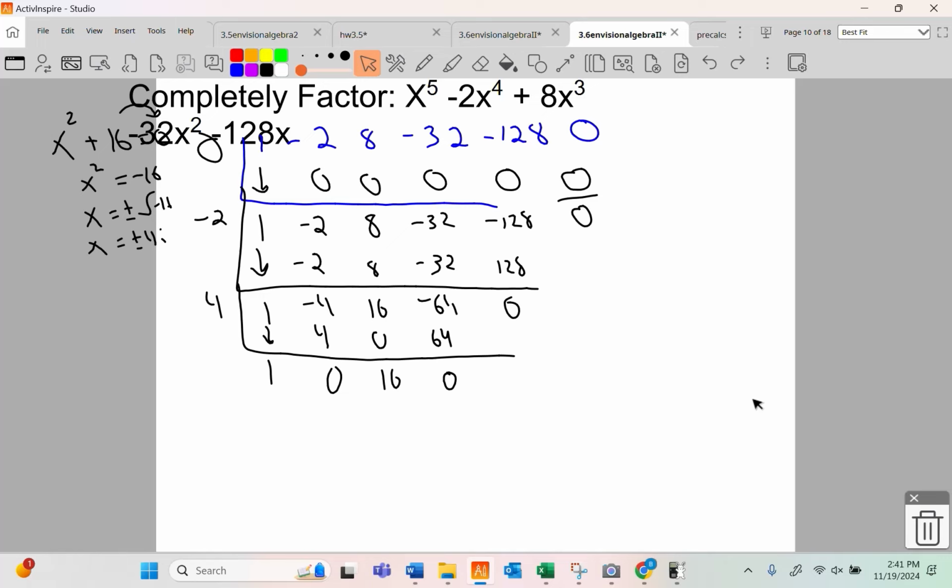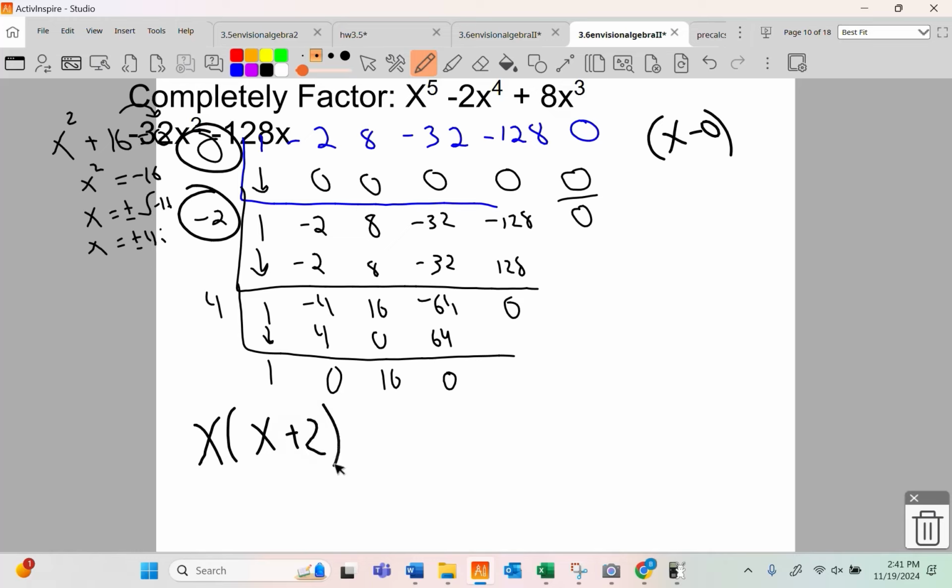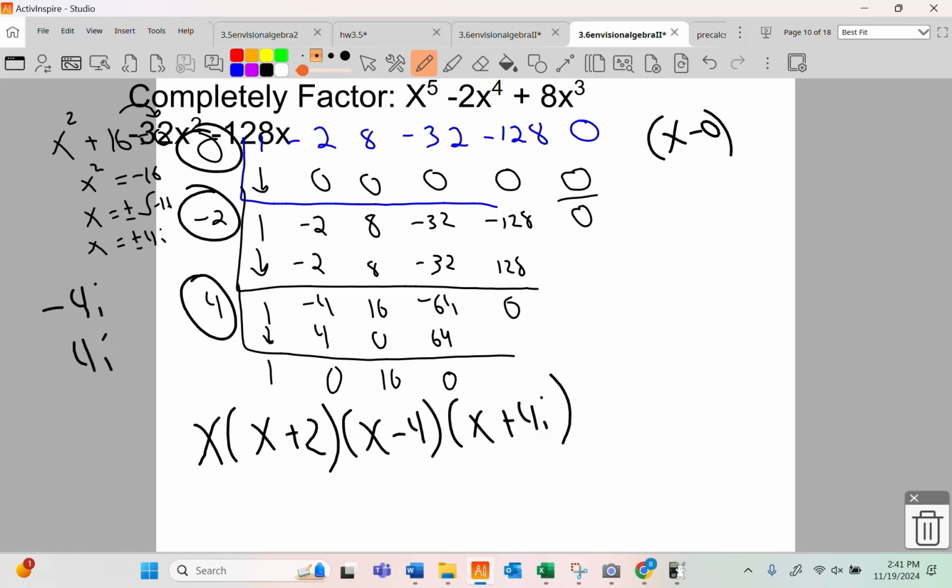So I know that 0 was a 0. What's the factor? Just x. Remember, it's x minus 0. We talked about that. It's just x. I know -2 is 0. What's the factor? X plus 2. Signs are changing, huh? I know 4 is 0. What's the factor? X minus 4. I know -4i is 0. Plus 4i. I know that positive 4i is 0. It's minus 4i. I do think most of y'all would have got that, don't you?